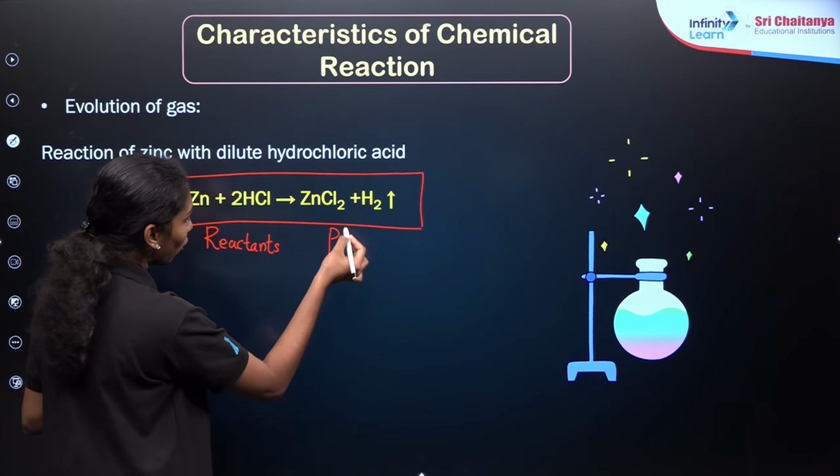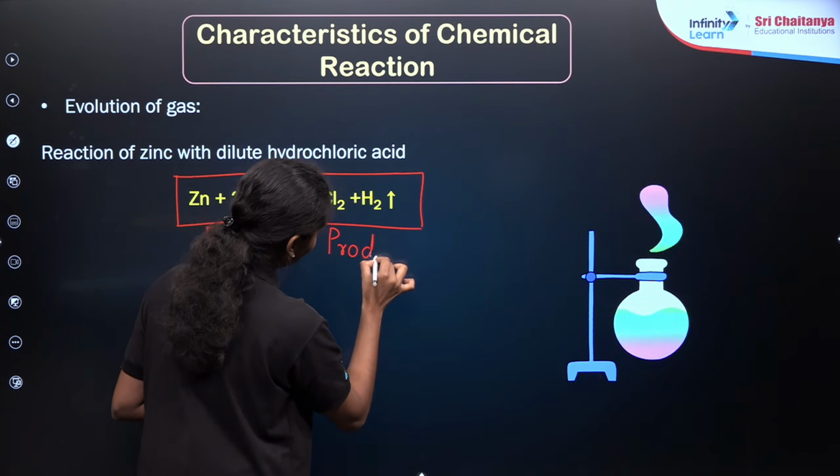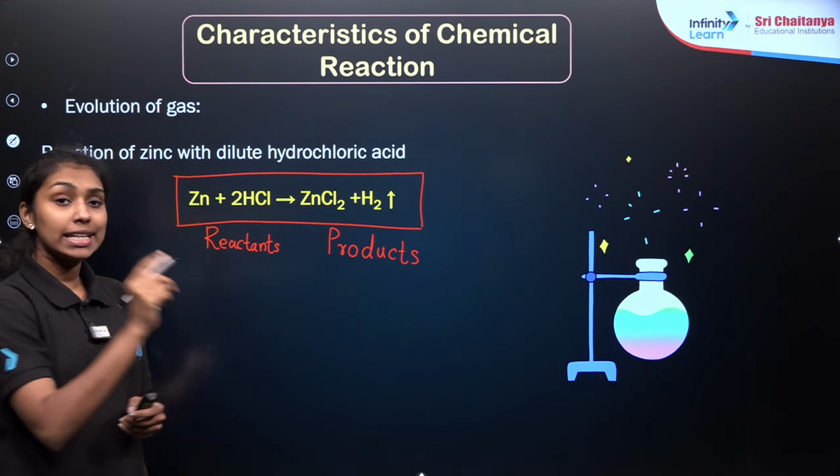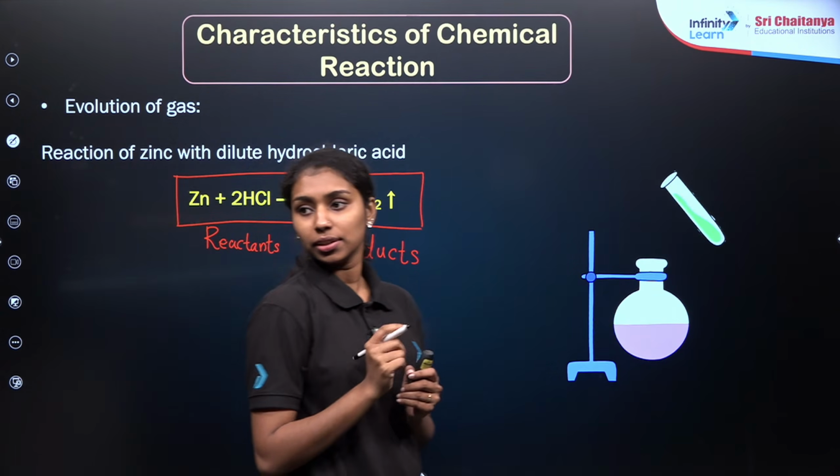Then the zinc chloride and hydrogen are known as the products, right? So in between reactants and products, there will be an arrow present. That is a representation of a chemical equation.